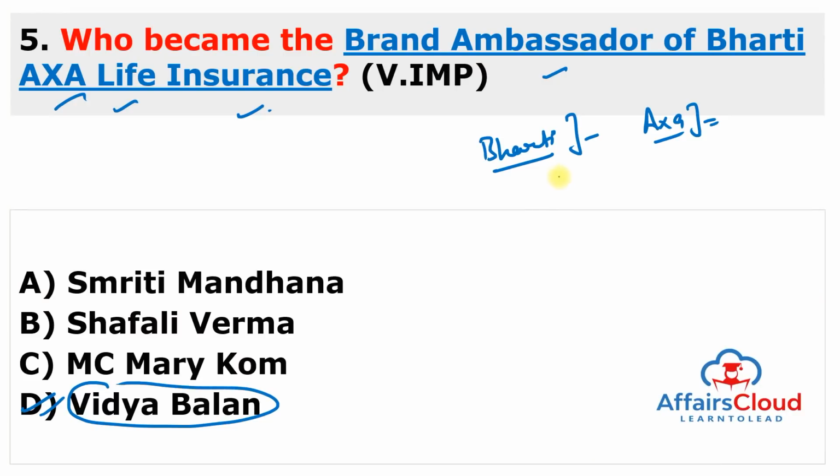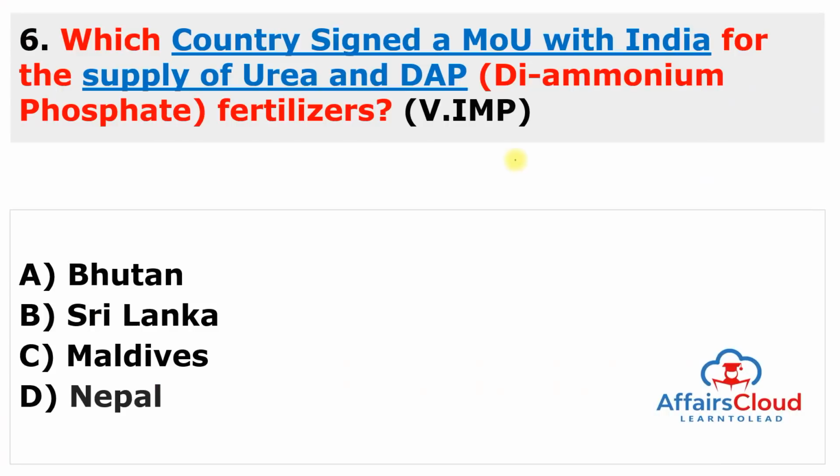So you have to remember about Bharti AXA Life Insurance here. Bharti AXA Life Insurance was established in 2006. Its MD and CEO is Parag Raja. Headquarter is in Mumbai.